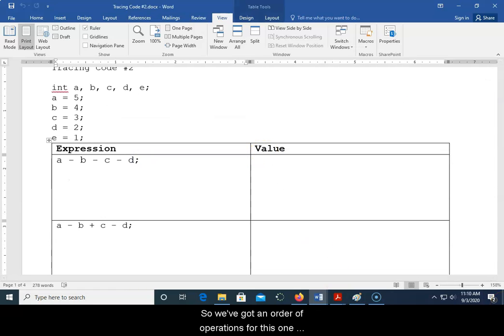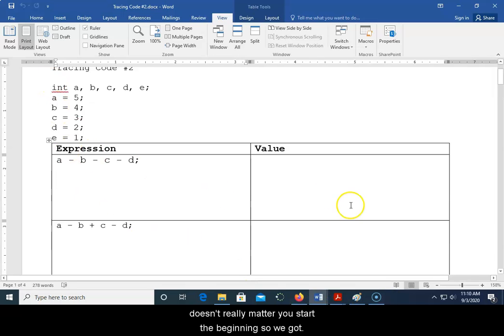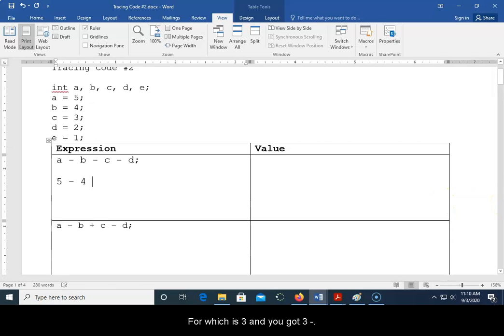So we've got, order of operations for this one doesn't really matter. You start at the beginning. So we got 5 minus 4, which is 3. And then you got 3 minus, 5 minus 4 is 1. Minus 3, that gives you negative 2. And then minus 2, that would give you negative 4.